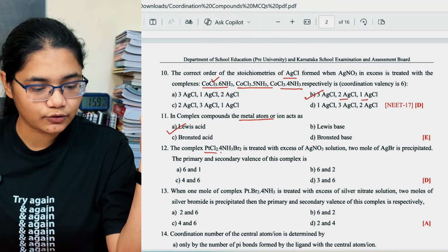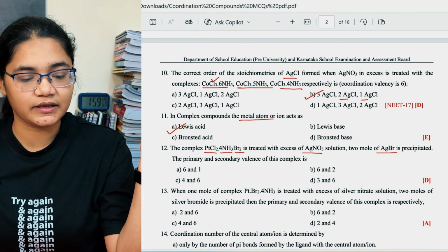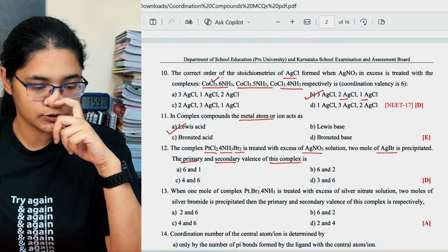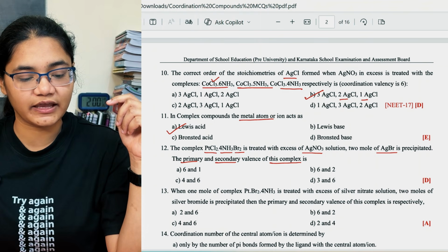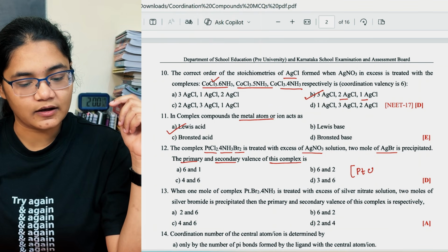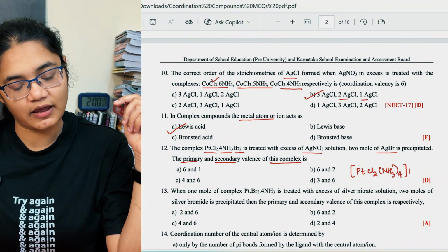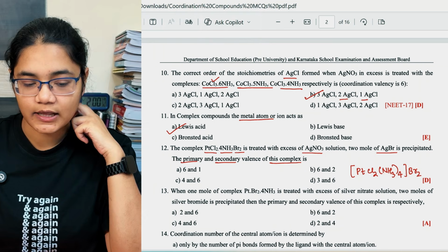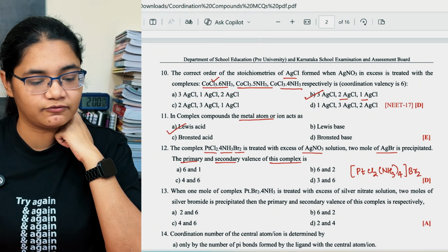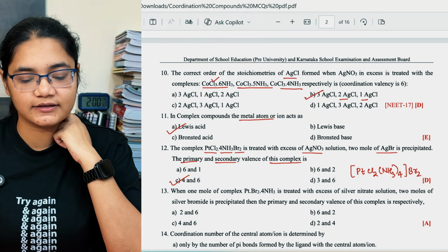The complex PtCl2·4NH3·Br2 is treated with excess of AgNO3 solution, 2 moles of AgBr are precipitated. The primary and the secondary valency of this complex is, okay, so now if you see 2 moles of AgBr is precipitated, so that means the complex will be something like this: [PtCl2(NH3)4]Br2. So now the primary valency here will be the oxidation state of platinum, which is 4, and the secondary valency is 6, because the total coordination number is 6. So 4 and 6, that is option number C.